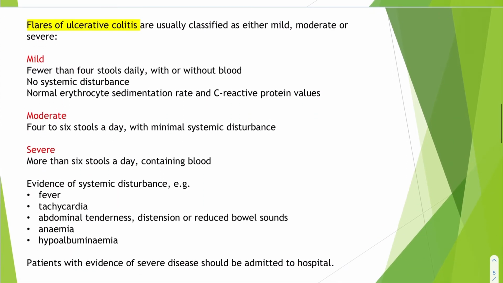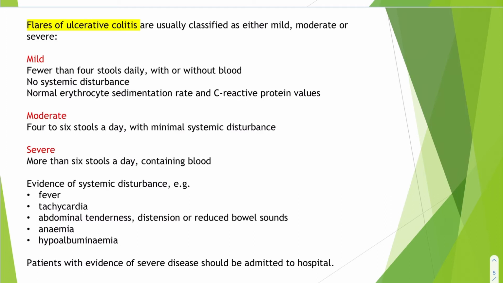So, when we talk about the flares of ulcerative colitis, they are usually classified as mild, moderate, or severe. Mild we classify by number of stools, so fewer than 4 stools daily, with or without blood. There is no systemic disturbance, and the labs are normal. There are normal ESR and C-reactive protein values. In moderate, we may have 4 to 6 stools a day with minimal systemic disturbance. While in case of severe, there are more than 6 stools a day, and that contain blood as well.